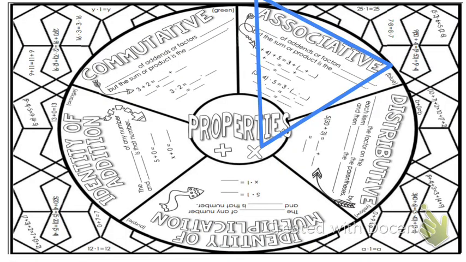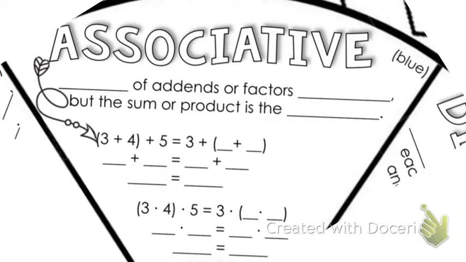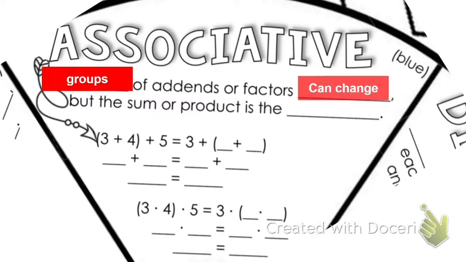The next one we're going to move to is the associative property. That's going to be right to the left, so just twist it to the left a little bit. Now, the associative property is when you have groups of numbers, so addends or factors, so those are just numbers that can change, but the sum or the product can stay the same. So these groups, what they mean is when they're in parentheses. So the parentheses just literally move.